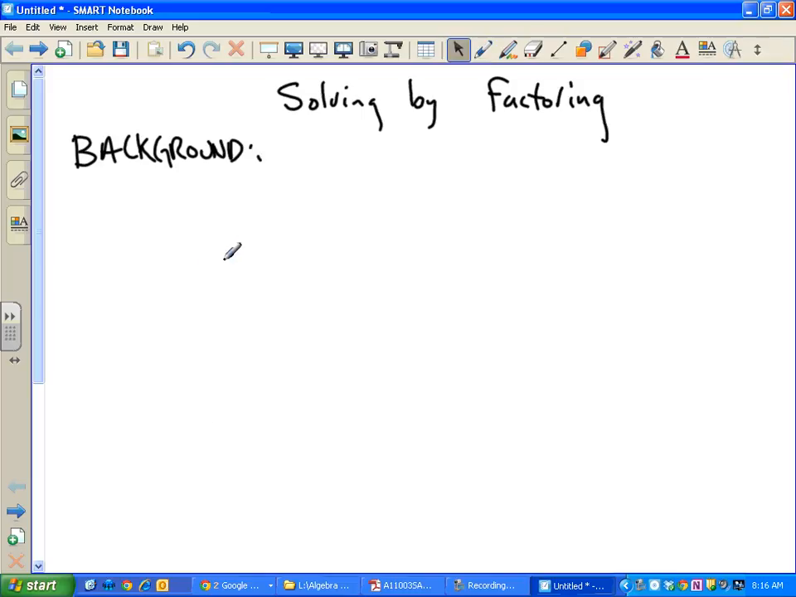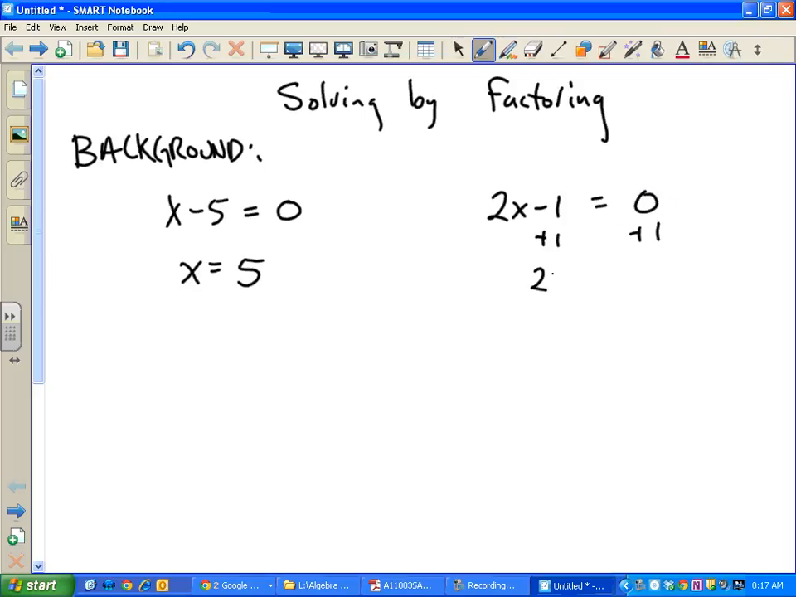The first information I need to give you is if I give you this sort of problem, let's just make something easy. So if I give you something very easy like x minus 5, and I said that that equals 0, what would x equal? Well, you add 5 to both sides, and what do you get? 5. Easy, right? Okay, let's do another quick example. If I said 2x minus 1 equals 0, what's the answer to that? Well, we add 1, and you get 2x equals 1, and so x equals 1/2. We all good on that?